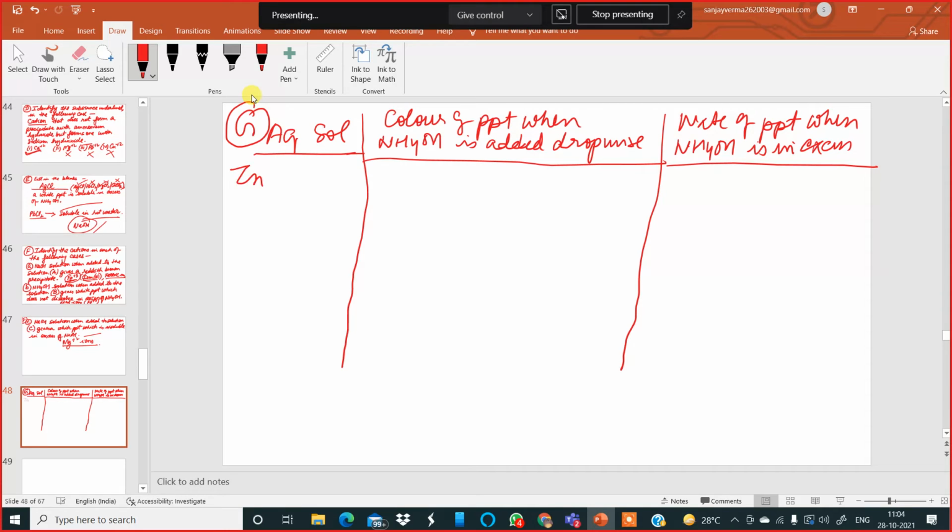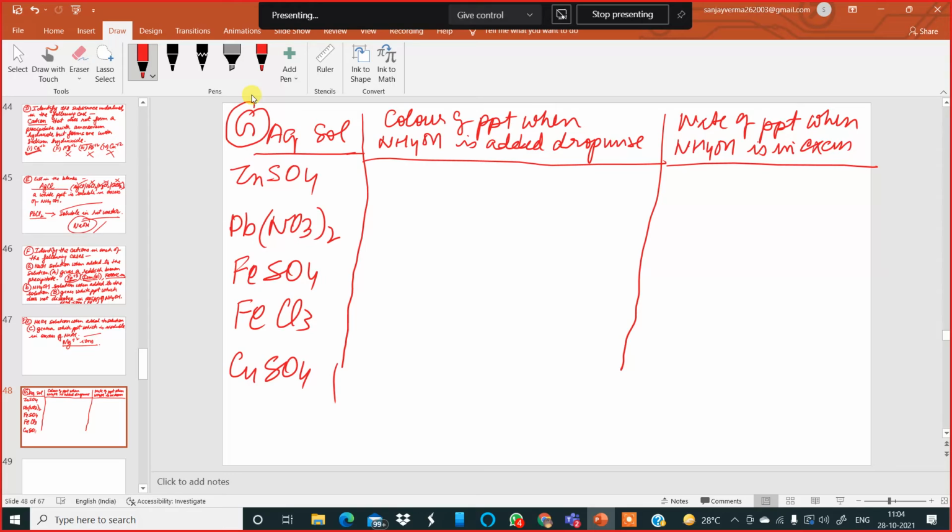I'm writing the formula of the aqueous salt solution. Zinc sulfate, first one. You'll have to fill up over here. Second one is lead nitrate, Pb(NO3)2. Third one is ferrous sulfate, FeSO4. Fourth one is ferric chloride, FeCl3. And fifth one is copper sulfate, CuSO4. This is your classwork. I'm waiting for another 5 minutes for you all to complete, and then I'll ask you by calling out your names.